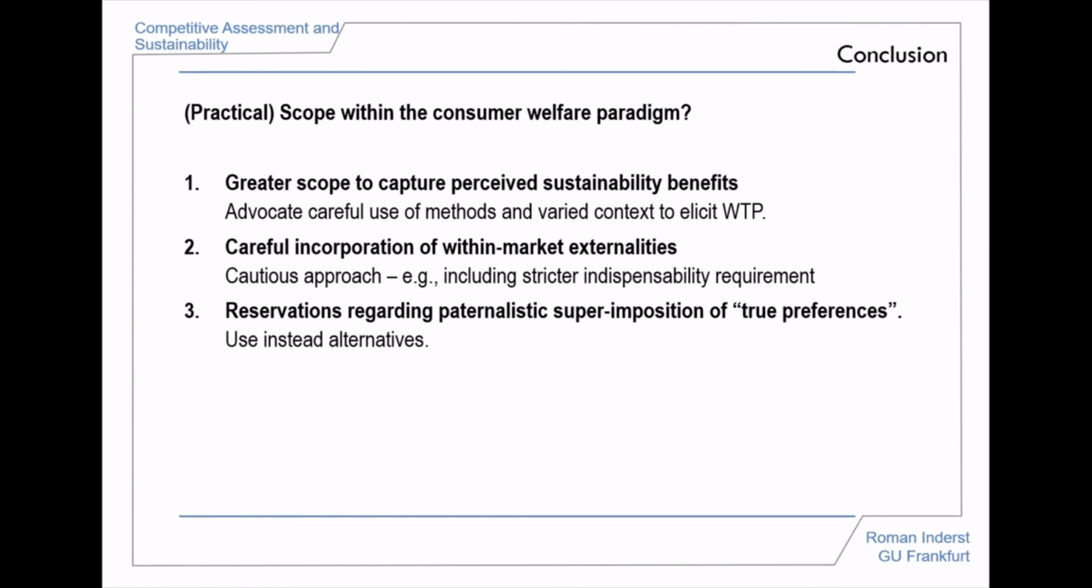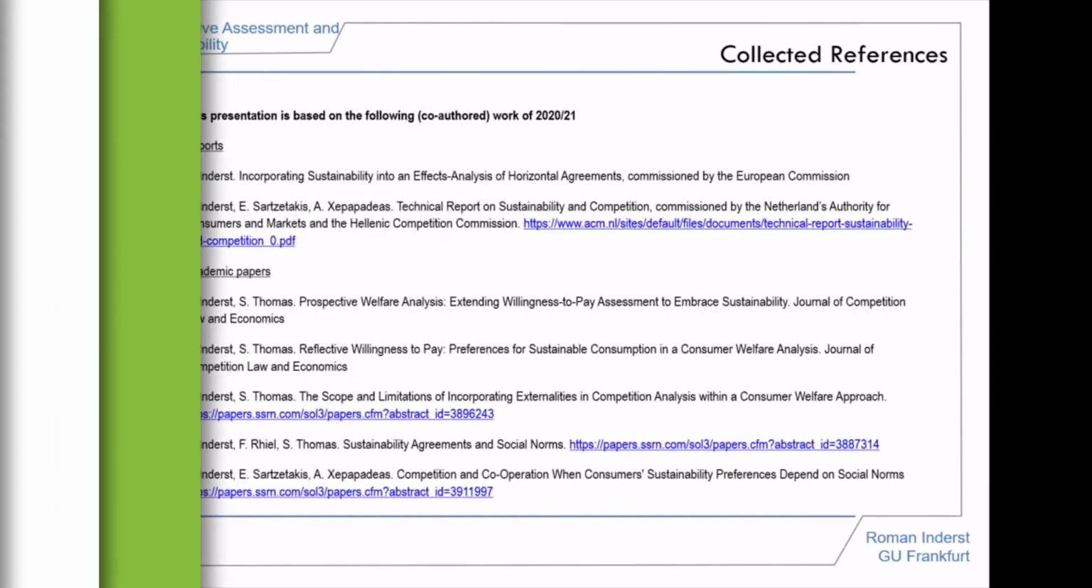This is what I haven't touched on, but maybe there's time later. We have reservations regarding the paternalistic superimposition of true preferences. It's very hard to think that we know better whether the consumer has a higher or lower degree of altruism with respect to the internalization of externalities. But there are alternatives, and the alternative is once again hypothetical choice situations, where we have a choice situation that can possibly overcome potential biases. Fuel-saving electricity bulbs are a typical example where, with a different choice context, we can possibly overcome these potential behavioral biases. So thank you.